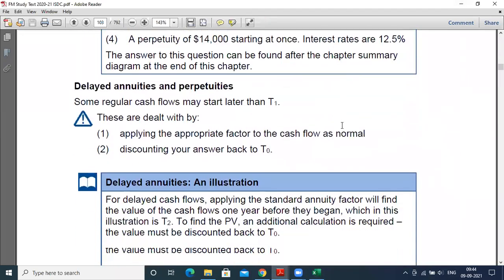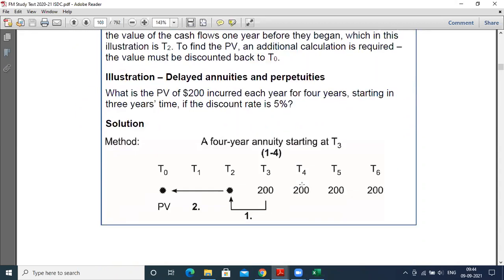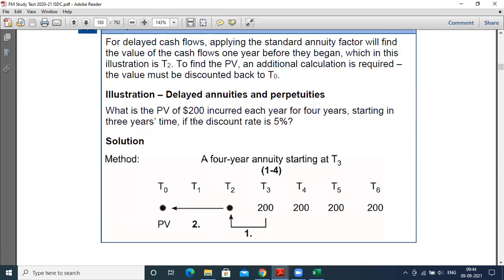Now delayed annuity. As I mentioned, if you are not receiving the first cash flow immediately, suppose instead of receiving the cash flow in T1, you are receiving the cash flow at T2, then it should be considered as a delayed cash flow. Now let me explain a delayed cash flow. Here you can see: what is the present value of 200 incurred each year for 4 years, starting in 3 years time, if the discount rate is 5%.